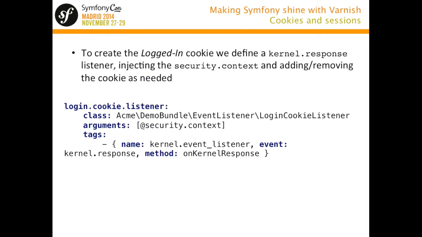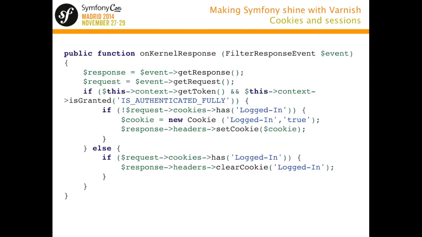So you saw that we had this special logged-in cookie, which is just a cookie which is set if you're logged in, and is unset if you're not logged in. How did we do that? We defined a special listener, which is a kernel response listener, which is called just once the response has been generated. And what we do is we look at the security context. We find out if you are logged in. If you are logged in and you don't have the cookie, we set it. And if you are not logged in and you have the cookie, we clear it. It's as simple as that. So in that way, the client is always getting this logged in or not logged in cookie.